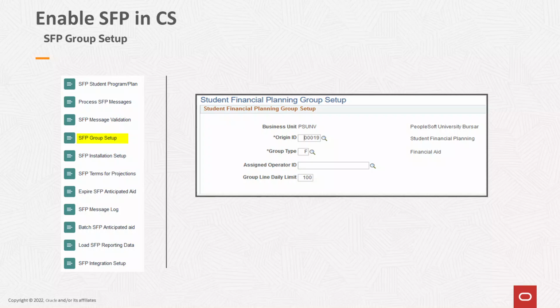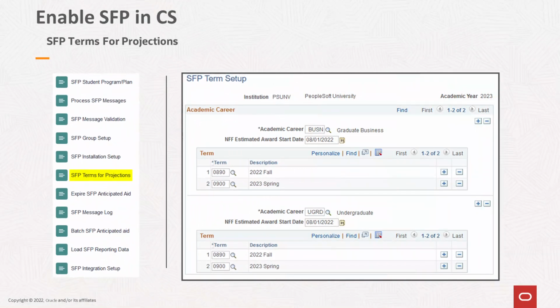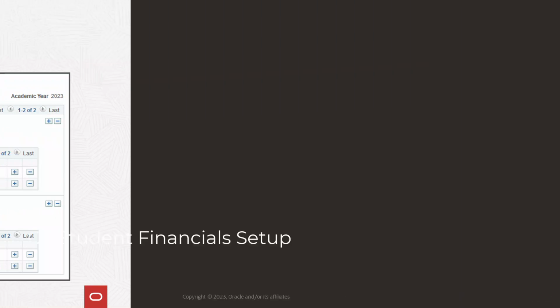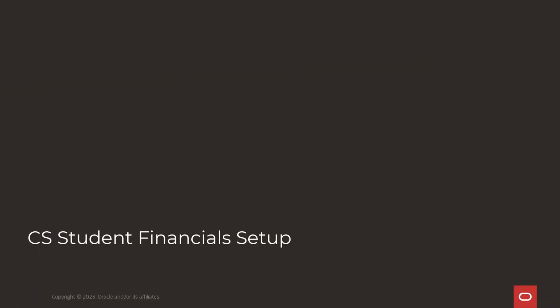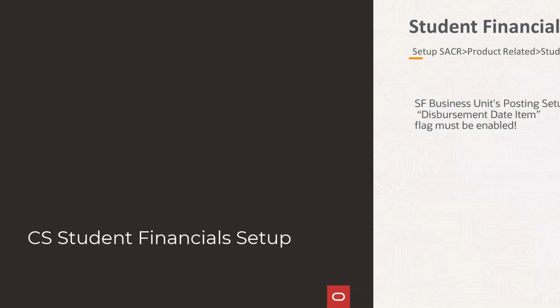The group line daily limit can be used to limit the number of group lines per group if needed, and it is optional. If you want the ability to populate the anticipated aid table for SFP's non-federal funds that have a status of estimated, the NFF estimated award start date will need to be populated on the SFP terms for projections. The following section will review the student financial setup required for the CS integration with SFP.